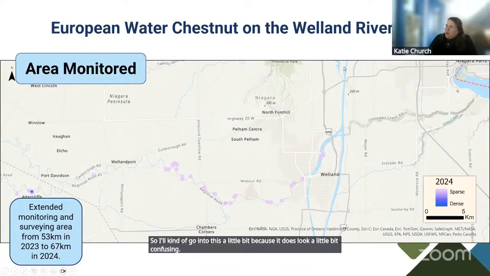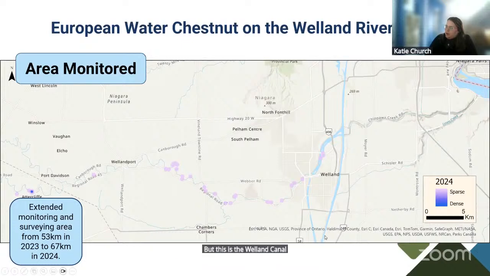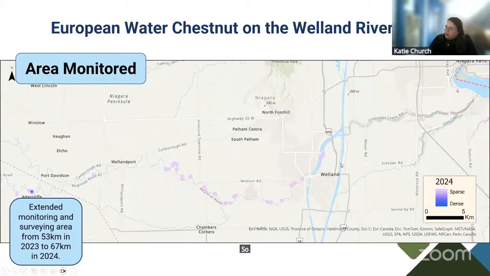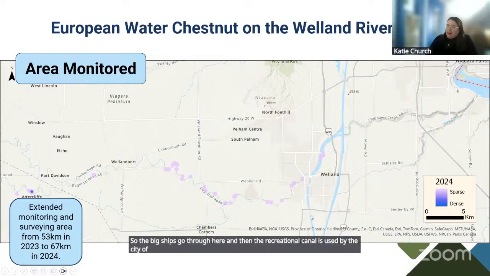This is the Welland Canal here, this big river. And then this is the recreational canal, which is also known as the Old Welland Canal. So the big ships go through here, and then the recreational canal is used by the city of Welland for paddling and swimming.